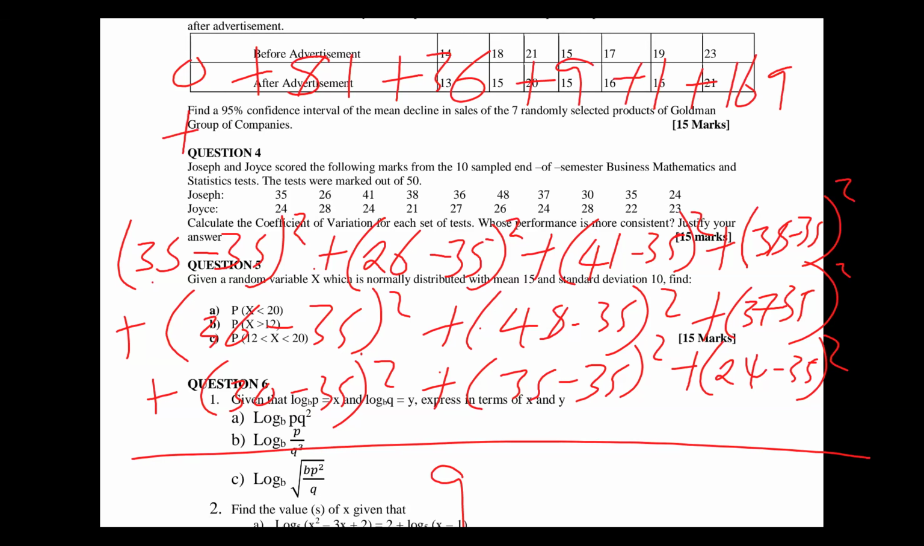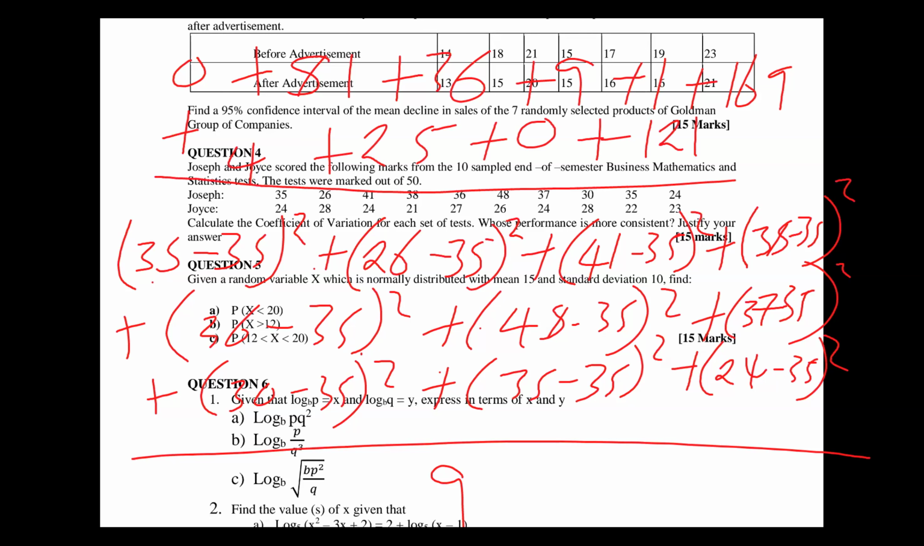Plus 37 minus 35 is 2. 2 squared is 4. Plus 30 minus 35 is negative 5, squared, which gives us 25. Plus 35 minus 35 is 0. Plus 24 minus 35, that's 11 squared, 121. Right. So that's what you find on top, divided by 9.